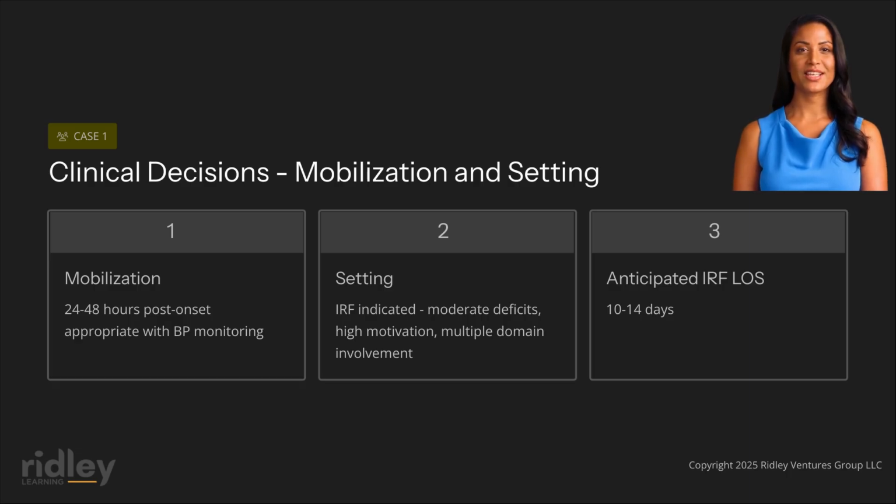These characteristics indicate that an inpatient rehabilitation facility is the optimal setting. While her deficits are not severe, the complexity of her presentation, the need for intensive therapy during the critical early subacute window, and her goal of returning to full-time employment support inpatient rehabilitation facility admission. Her husband's availability to participate in education and training further supports this plan. Anticipated inpatient rehabilitation facility length of stay is 10 to 14 days based on her deficit severity and expected recovery trajectory.